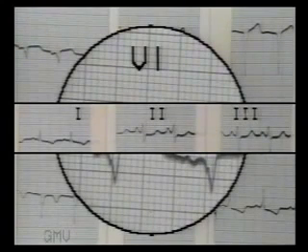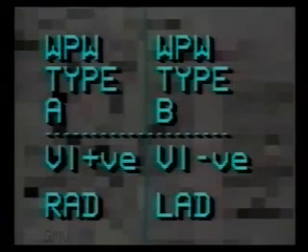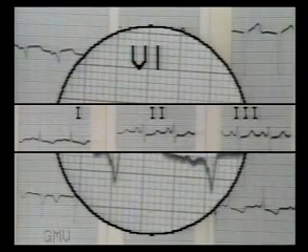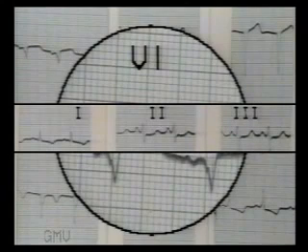WPW syndrome is of two types, type A and type B, also termed V1 positive and V1 negative. In type A, the accessory bundle of fibers is on the left side. It causes a positive QRS complex in lead V1 and right axis deviation. In type B, the accessory bundle of fibers is on the right side. It causes a negative QRS complex in lead V1 and left axis deviation. This ECG shows negative QRS in V1 with left axis deviation. So this is WPW syndrome type B.